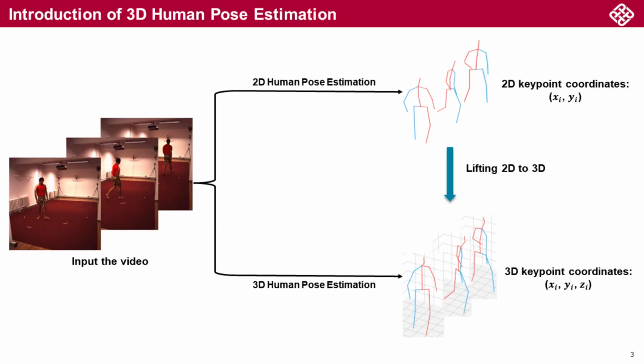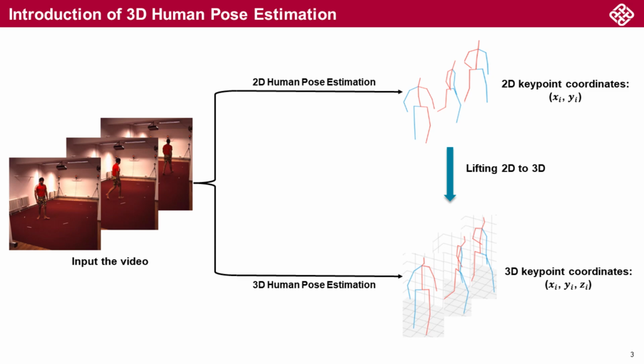First, let's briefly introduce 3D human pose estimation. 3D human pose estimation aims to predict the 3D coordinates of human body joints from the input of either monocular 2D images or video sequences.